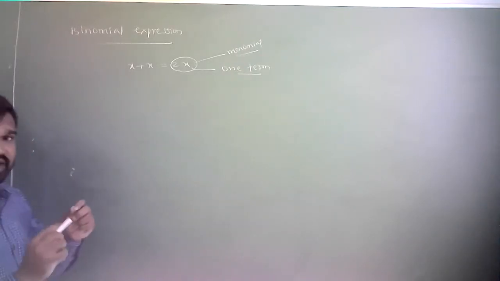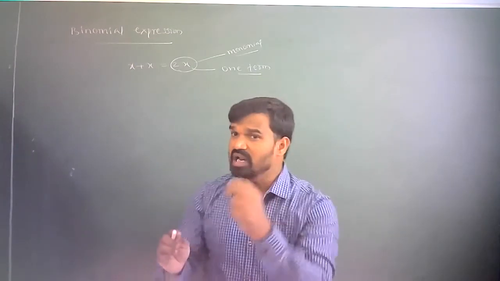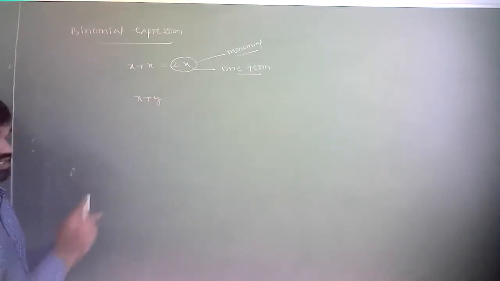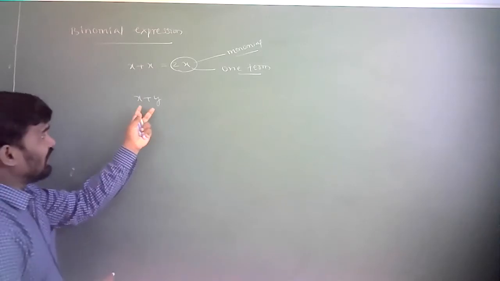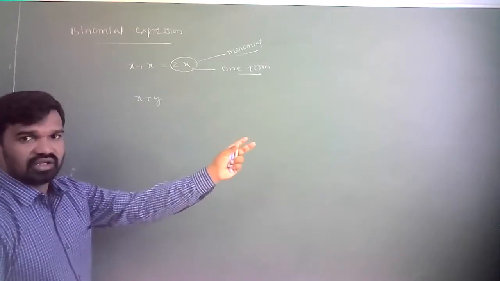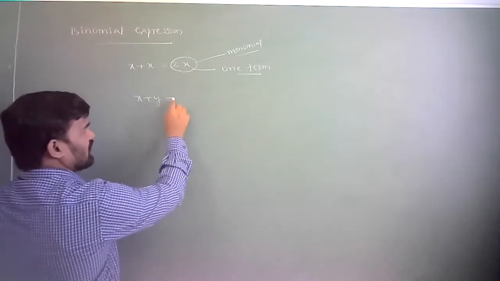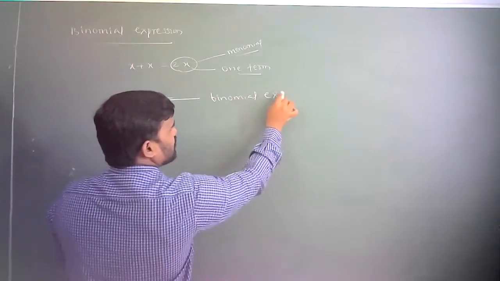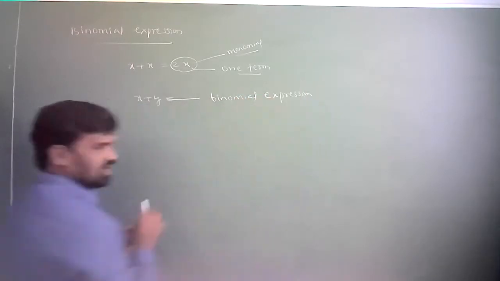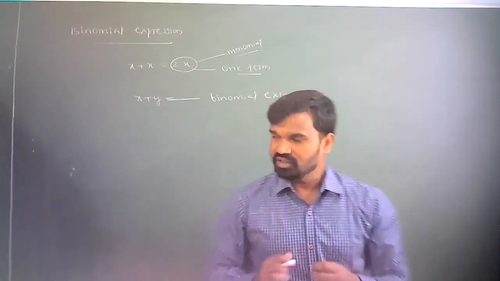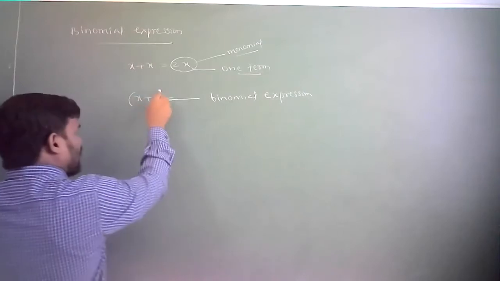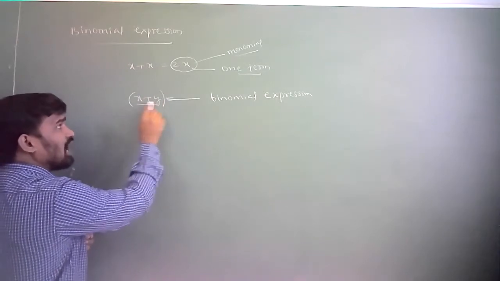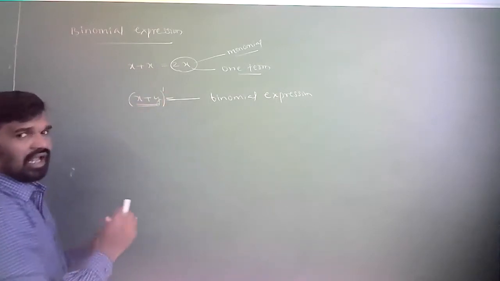That is why any expression containing two dissimilar terms, like, suppose I am writing x plus y. Yes, x and y are both dissimilar quantities, so we can write that this is a binomial expression. But one very important point: the exponent or the power to which the binomial expression is raised need not be 1 every time.